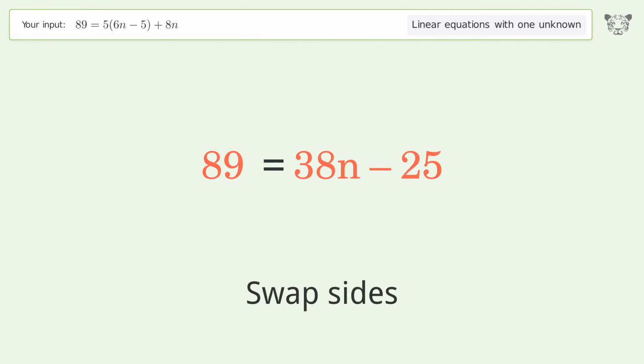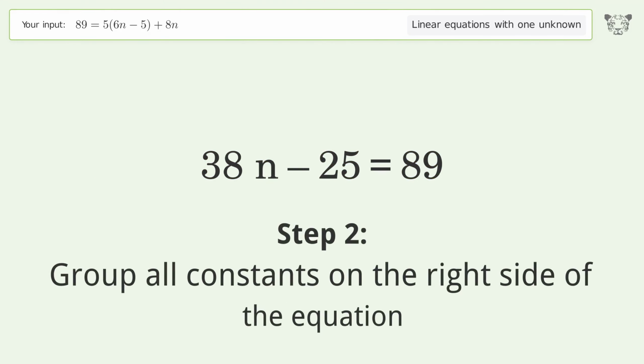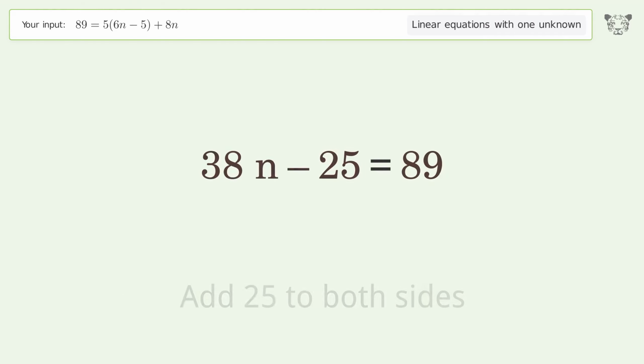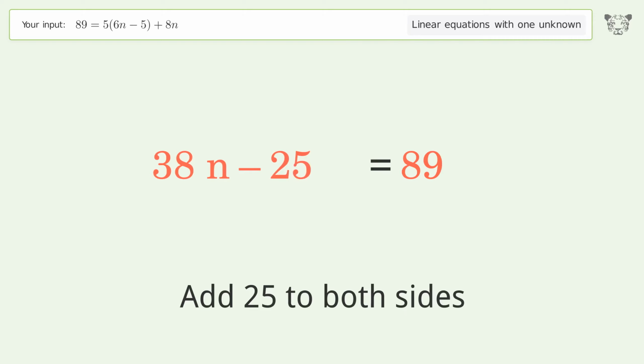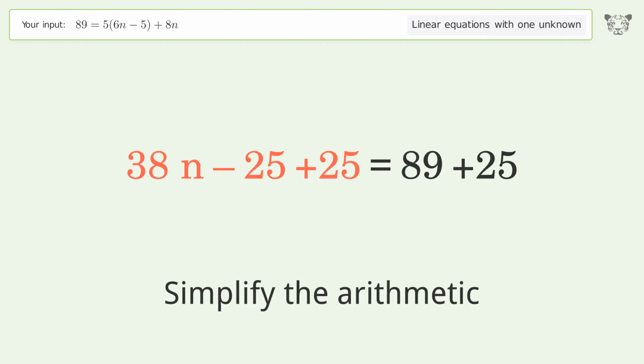Swap sides. Group all constants on the right side of the equation. Add 25 to both sides. Simplify the arithmetic.